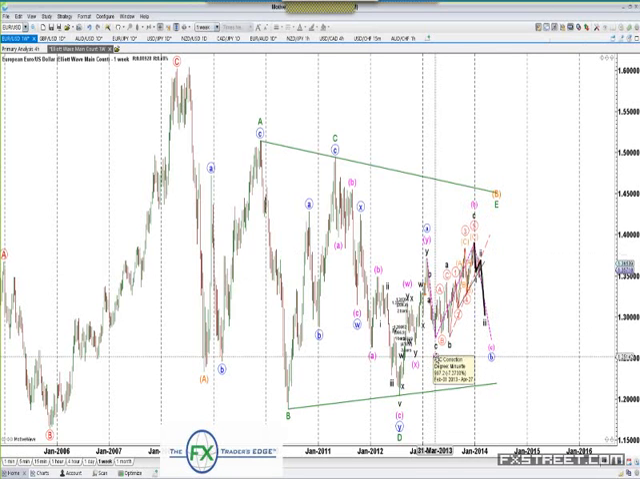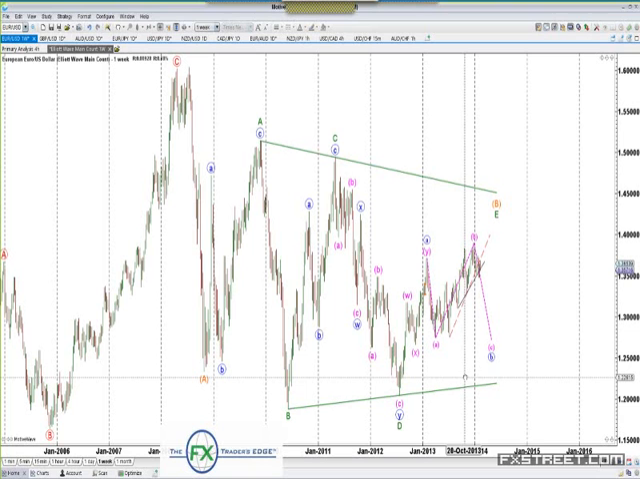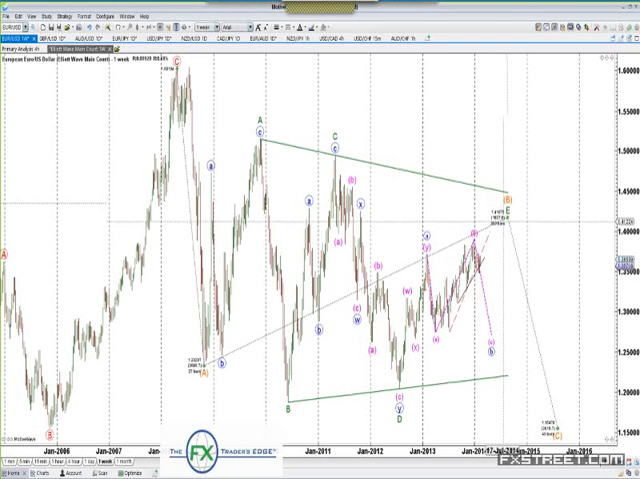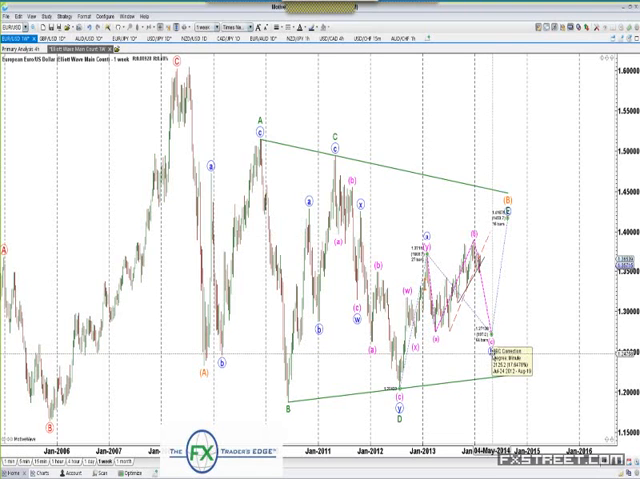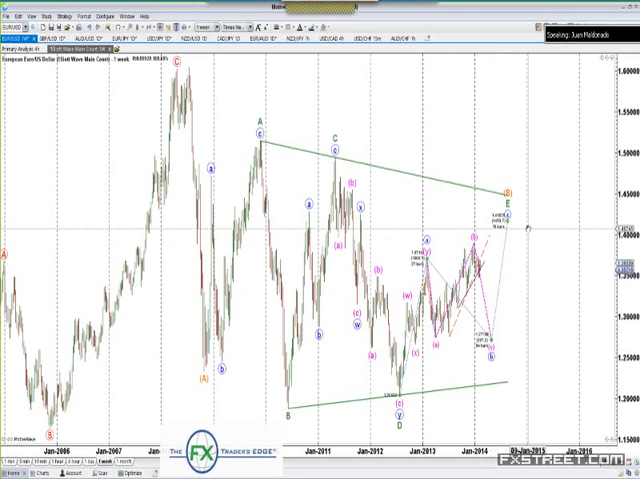Now I'm going to start showing more waves. Of course, I'm going to hide some of these waves. And our forecast for this wave E has been a wave A, a wave B, and a wave C, or the B wave blue, and then a C wave up. So again, just 3 waves here, A, B, C, and that's it.